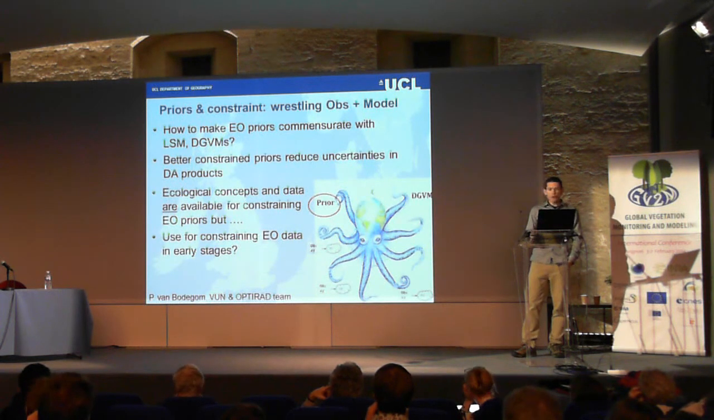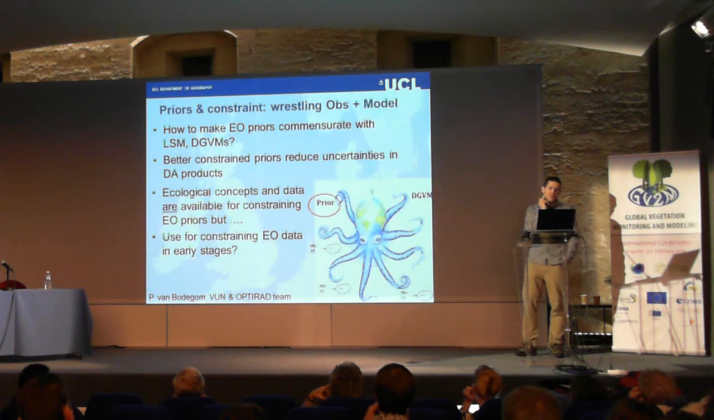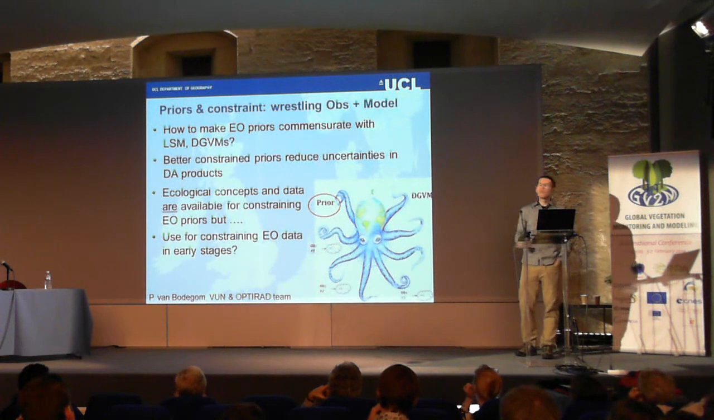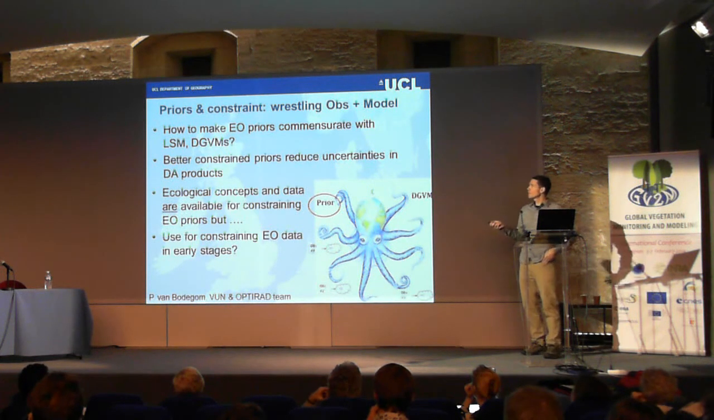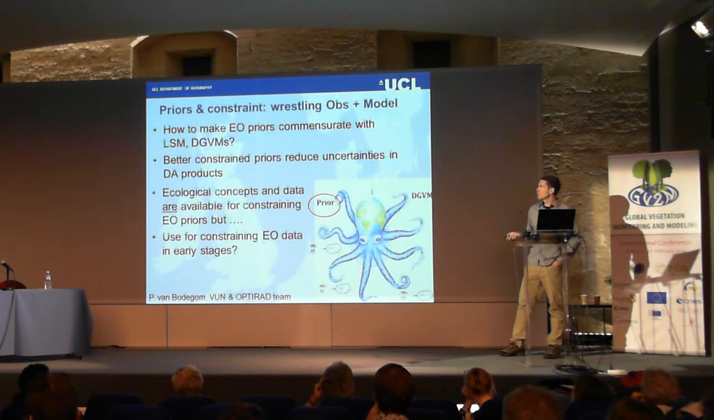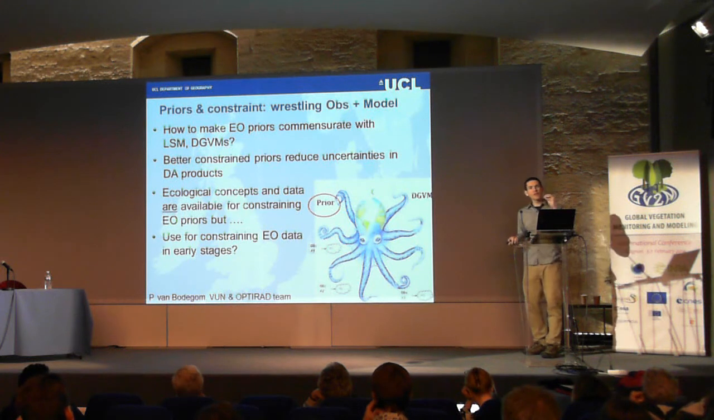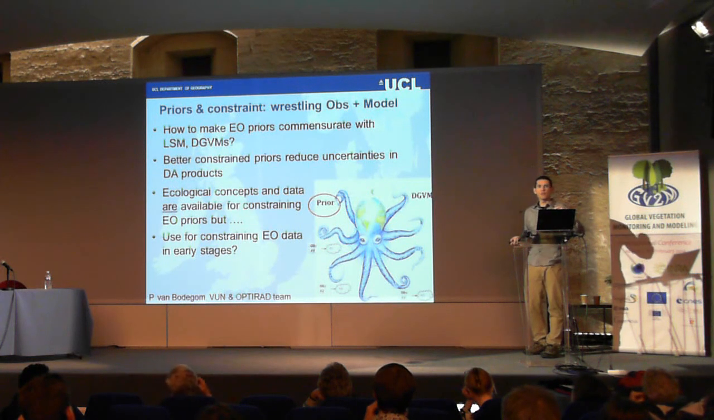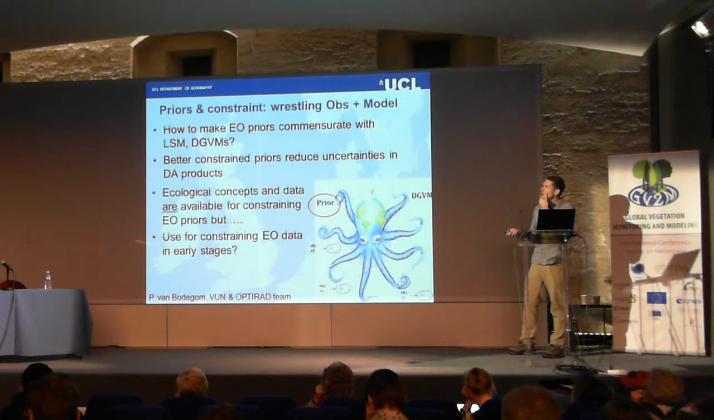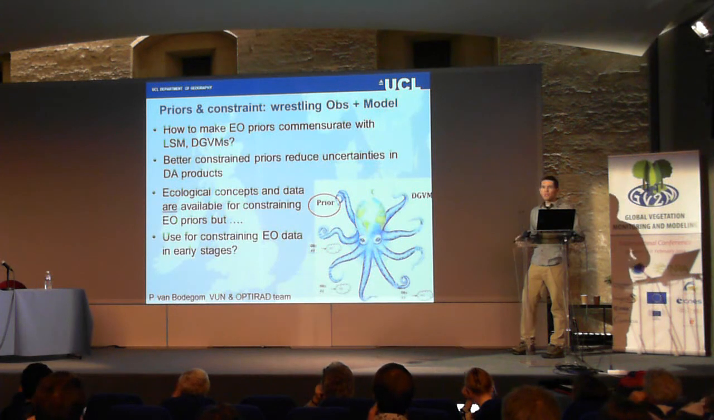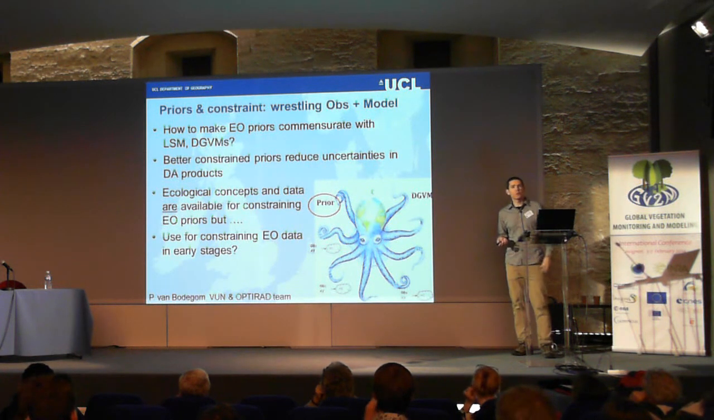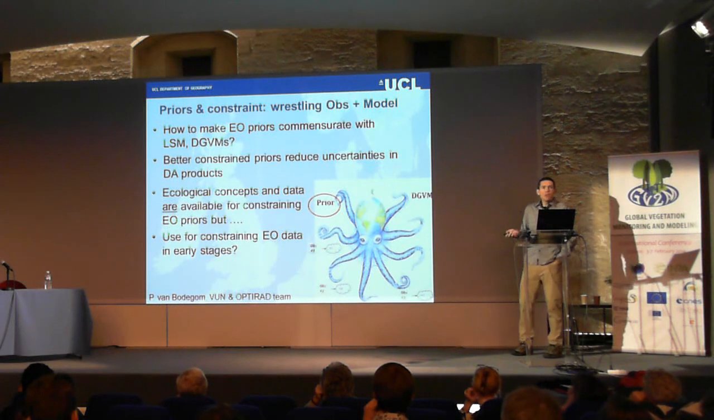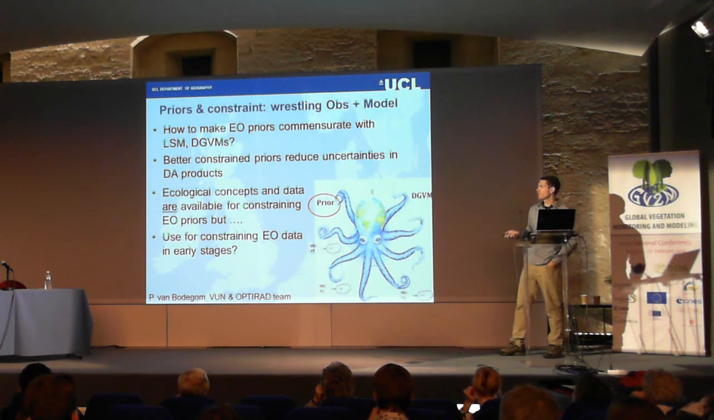So the prior model octopus here, thanks to Peter for this slide, but how do we make these priors? The priors that we have with our processing from Earth observation data, commensurate with land surface models, dynamic global vegetation models, better constrained priors reduce the uncertainty in our data assimilation products, or at least help us better understand where that uncertainty arises. Does it arise from the observations? Does it arise from the model? And we know that there's a lot of ecological data that's being made available, as Jens showed through, for example, the TRY database, that we maybe ought to be thinking about using in terms of constraining priors.